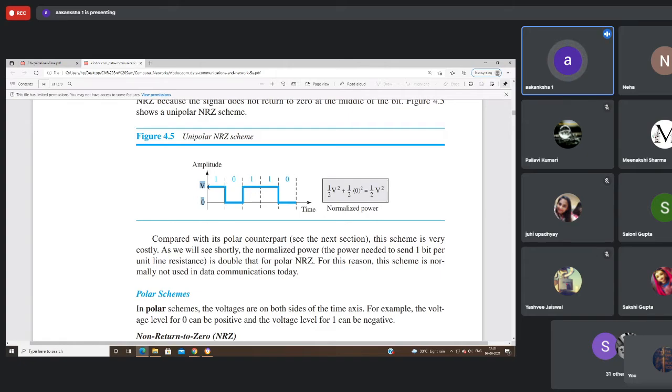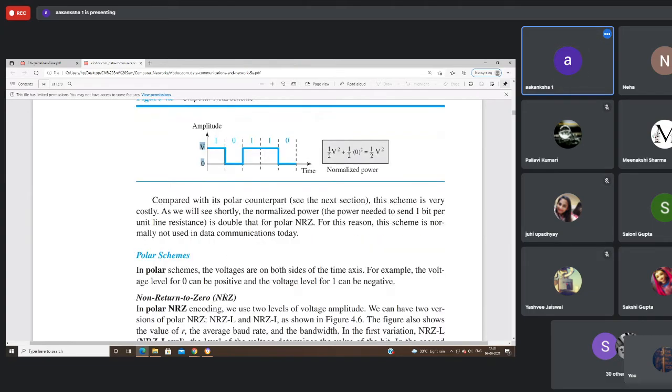So for sending 1 bit, even if we are not sending any voltage or any signal for 0 bit, absence of signal will be treated as 0 bit. But for at least sending 1 bit, we'll be using the full power and full amplitude. So full DC component has to be sent. So it is using the double power. We'll see how it is double.